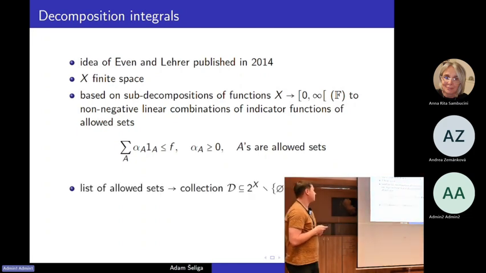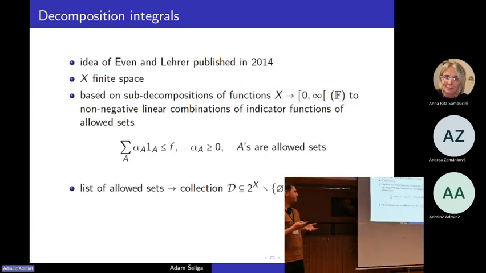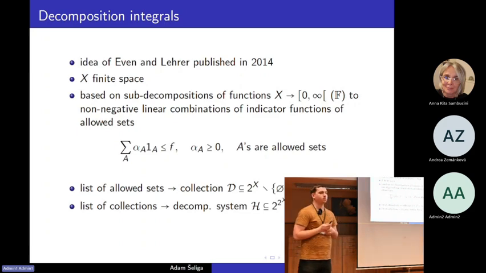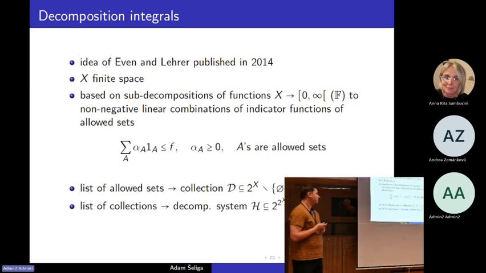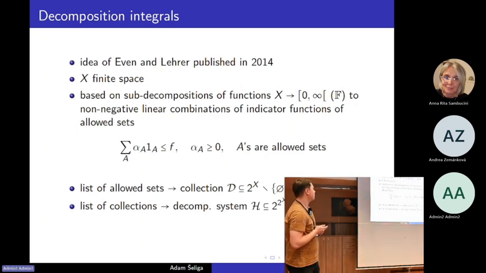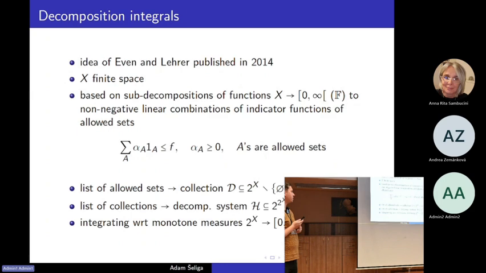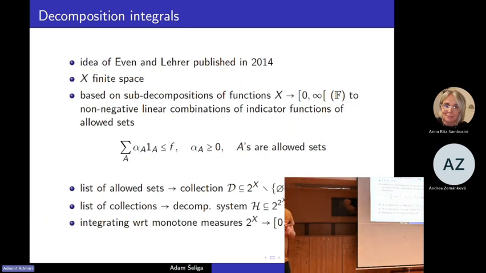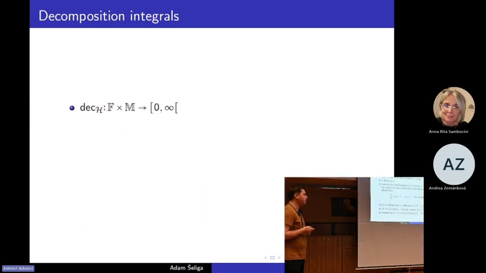The allowed sets can be found in a collection. So a collection defines the sets that we can use for the subdecompositions, and the set of collections, or list of collections, forms a decomposition system. The class of all collections will be denoted by D, and the class of all decomposition systems will be denoted by H. So this is the introduction. And of course, we are integrating with respect to some monotone measure, which is going from the power set of X to non-negative real numbers, and the class of all monotone measures will be denoted by M.